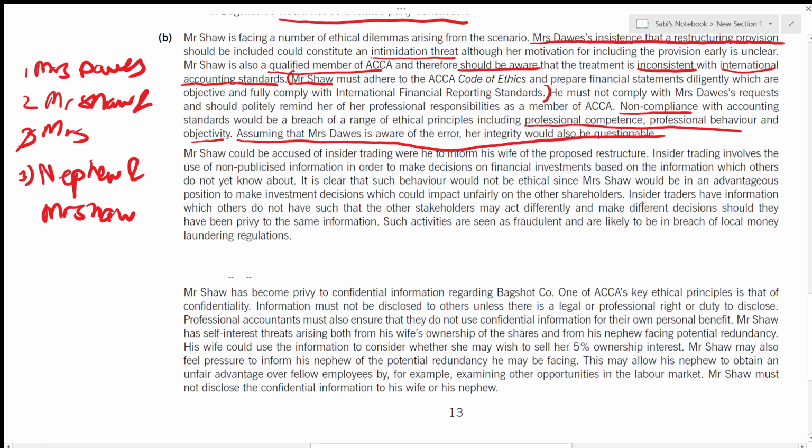So insider traders have information which others do not have, such that other stakeholders may act differently and make different decisions should they be privy to the same information. Such activities are seen as fraudulent and are likely to be in breach of local money laundering regulations. Right.